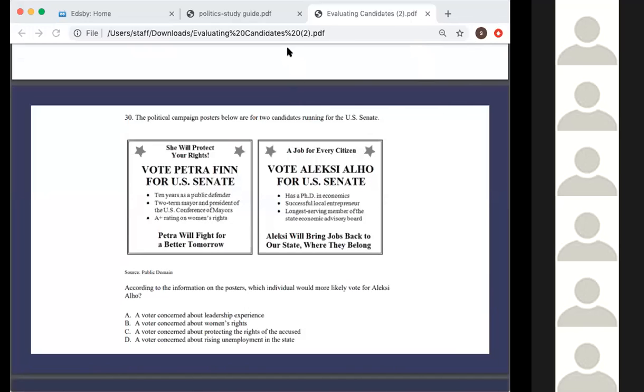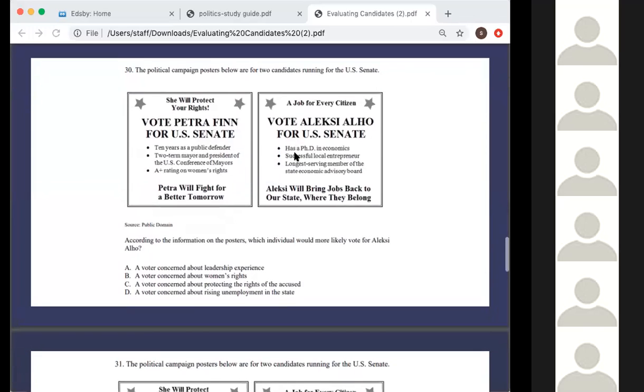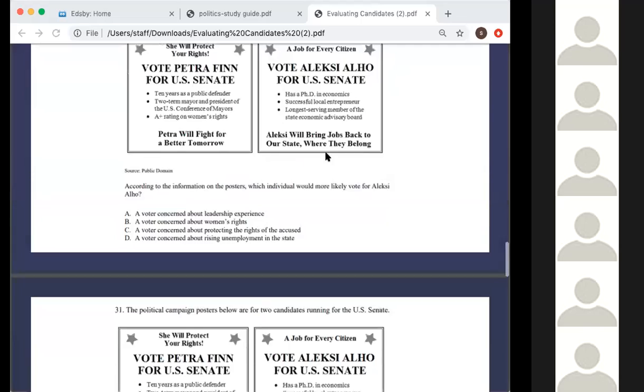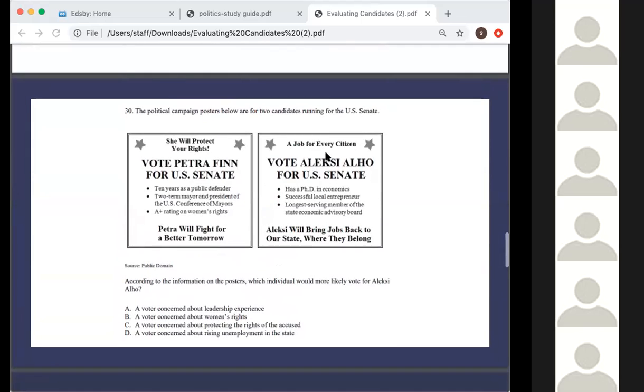Carlos says D. That is correct. Good job, Carlos. Give yourself a virtual pat on the back. The answer is D. Somebody who is concerned about rising unemployment. They're concerned about jobs. Alexei Alho is a person who has a doctorate in running a business. Might be the candidate for you. If you get a PhD in economics, you'd be studying the stock market or how to set up business, business management, that kind of stuff. You'd be a banker, that kind of thing.